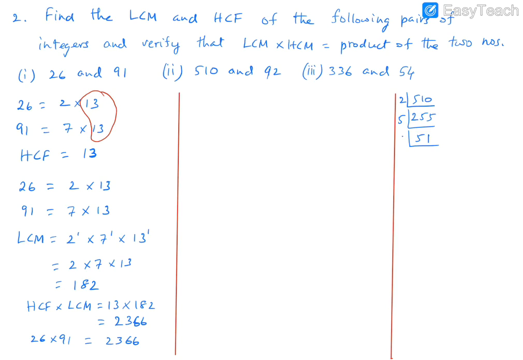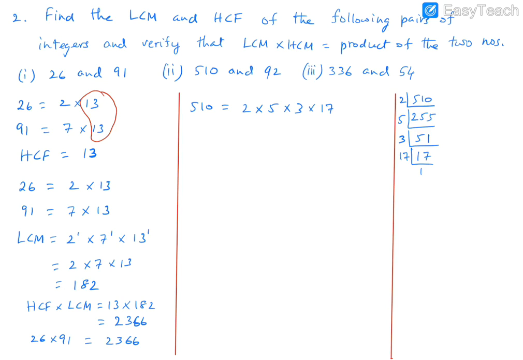So we can divide 51 by the prime number 3. 3 1s are 3, remainder is 2, 21, 3 7s are 21. 17 is prime, so that means we can divide it only by 17, which goes 1 time. So 510 can be represented as the product of prime factors as 2 into 5 into 3 into 17. Okay, that's the prime factor representation of 510.